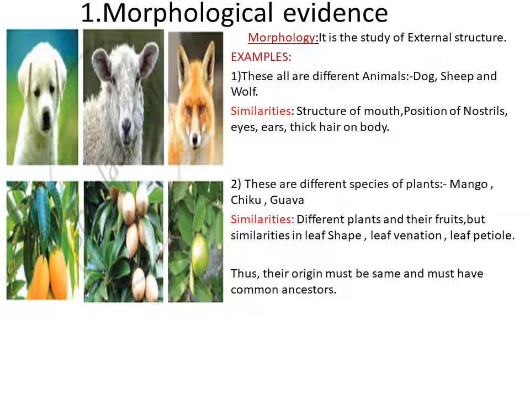Now let us move towards the second example. These are 3 different species of plants: mango, chiku and guava. They are different plants having different fruits, but they have a few similarities such as similarity in leaf shape, leaf venation. You can see here in this picture leaf venation and leaf petiole. So on this basis we can say their origin must be the same and they must have common ancestors. So this is a morphological evidence.